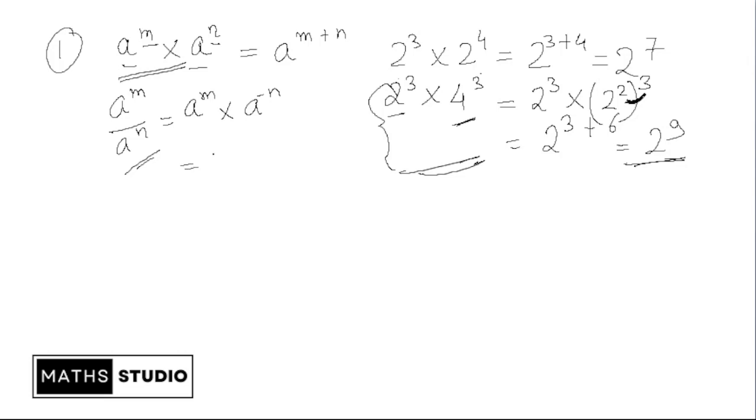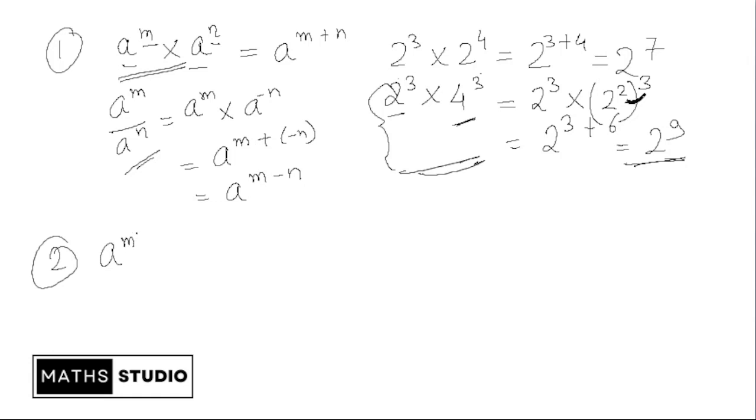So what will it be? It will be a to the power m, and as per the first rule itself, the powers are added. So basically m plus minus n. So overall it will become a to the power m minus n. Got it? Okay.